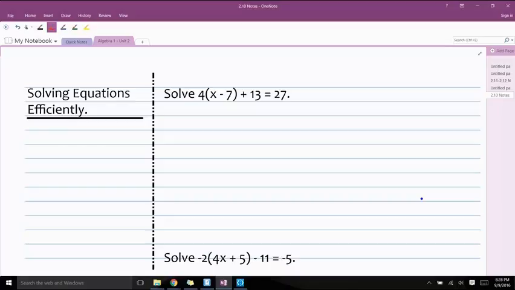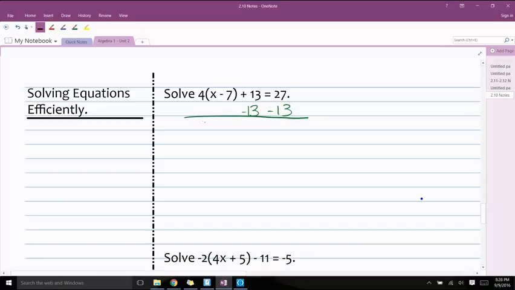So in backtracking, we listed out the steps that created this, and then we undid each step. Well, if I were to make that list that created this equation, the last step would have been adding 13. So that's going to be the first thing I undo. How do I undo adding 13? I subtract it. So I'm going to subtract 13 from each side.